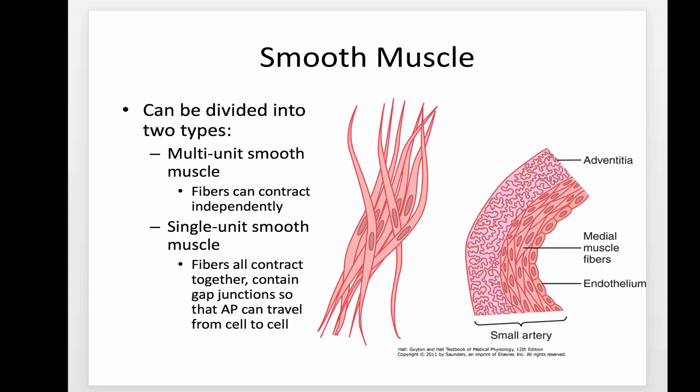Finally, smooth muscle. Smooth muscle tissue itself can be divided into two types. One is multi-unit and the second is single unit. In multi-unit, fibers contract independently, whereas, as the name implies, in single unit, all the fibers contract together. They contract at the same time because they have gap junctions, just spaces in between the cells that share cytosol. So if some of the cytosol in any of the cells becomes positively charged through an action potential, that charge will travel to nearby cells and all muscle fibers will contract together.